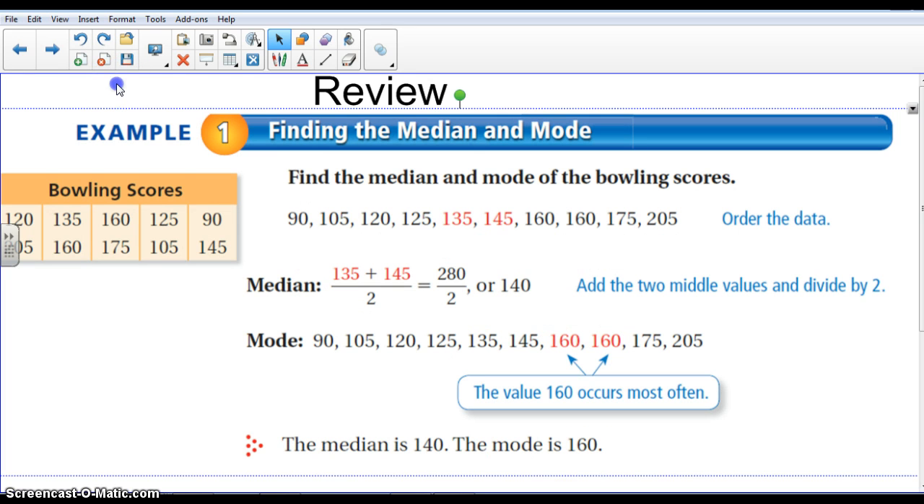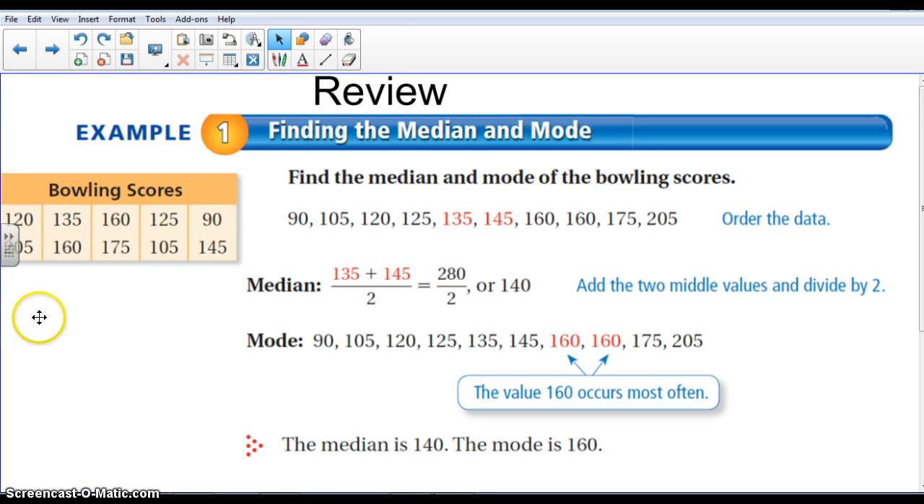All right, let's take a look at example 1. Again, it's a review. The example might give you something like this, with a data chart. What is the first thing you have to do to find the median and the mode? Take all this data and order it. Put it in numerical order, high to low or low to high, it doesn't matter, but you have to put it in order. Find the median.